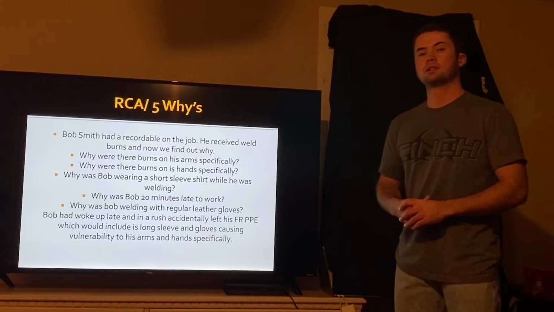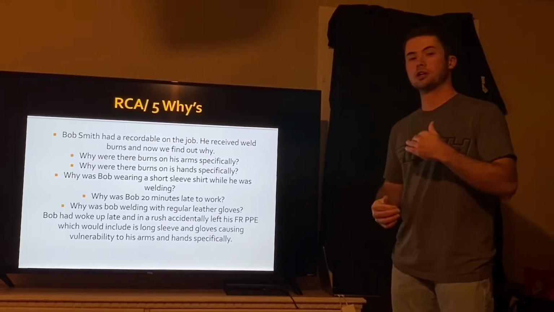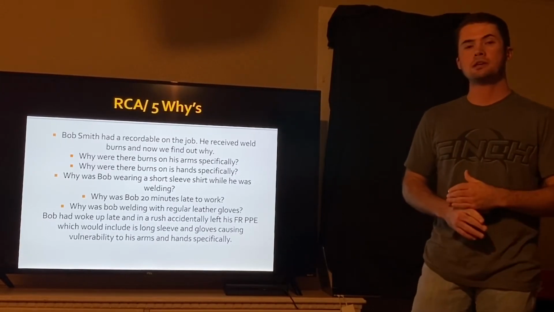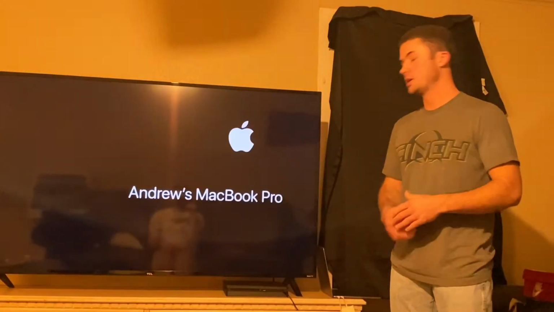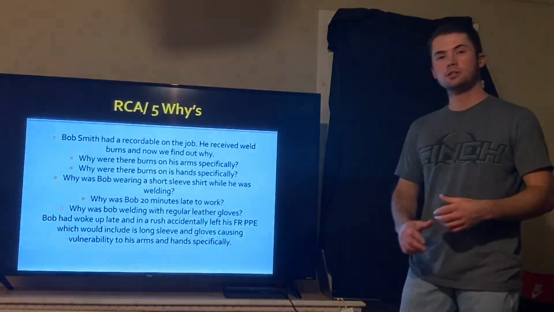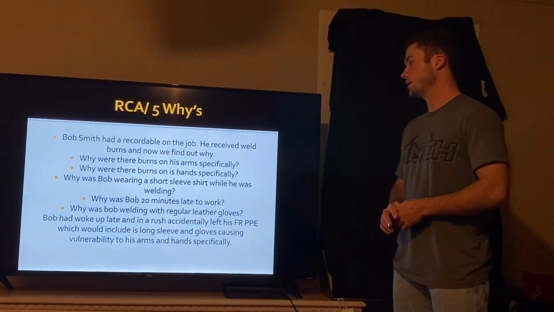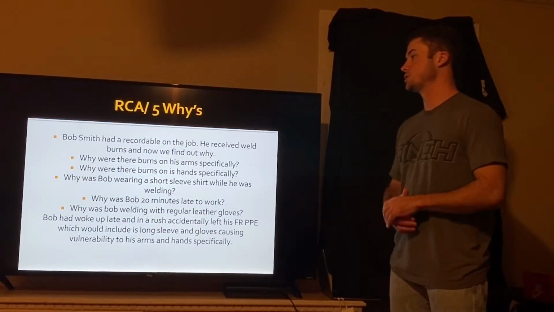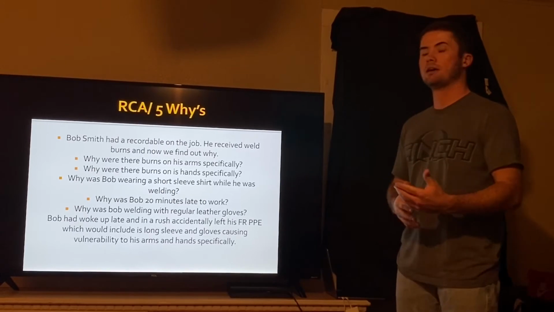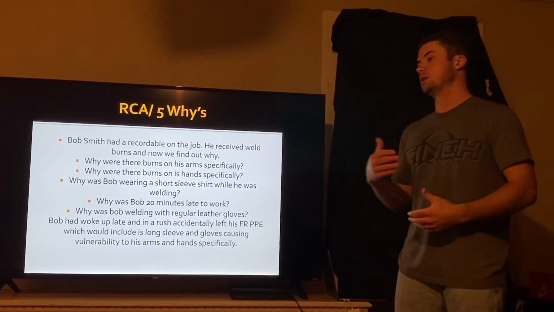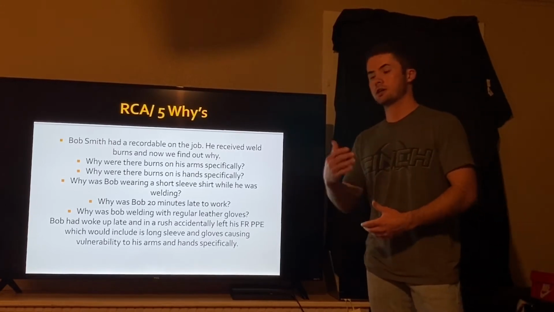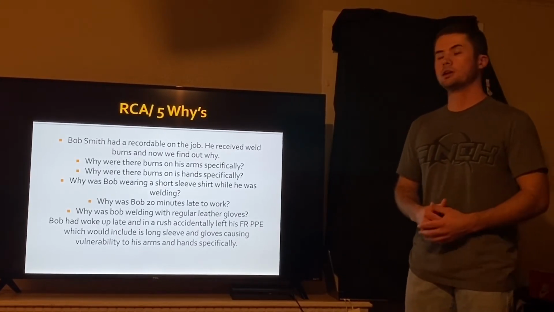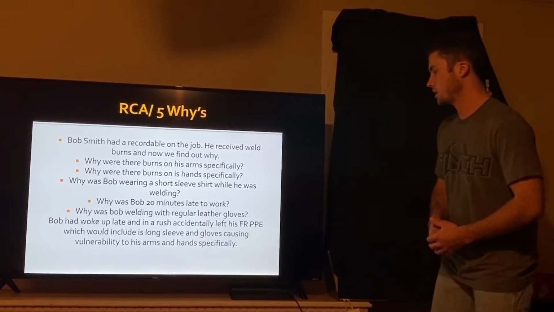Maybe Bob was 20 minutes late. He was maybe in a rush and forgot the correct PPE, causing him to have those burns and leaving himself exposed to getting those burns. That is probably where the questions we ask in the 5 whys lead us to that conclusion of him being in a rush, forgetting his FR clothes or his PPE, and causing him to be exposed to burns.